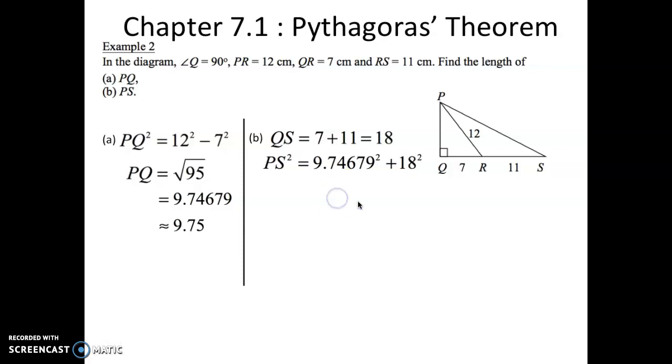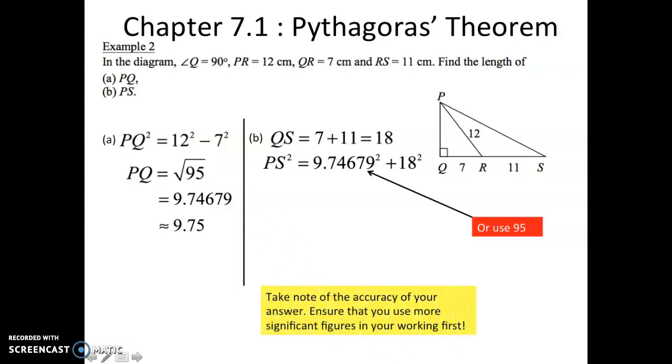Alternatively, you can also denote PQ square as 95. Why do I say that? Because looking at part A, your PQ is the square root of 95. Therefore, PQ square is essentially 95. Alright, so take note of the accuracy of your answer. Ensure that you use more significant figures first in your working.